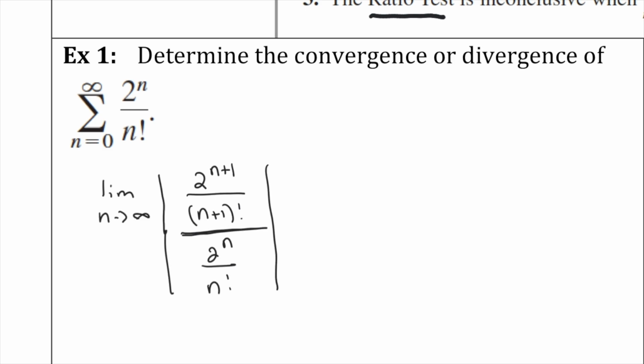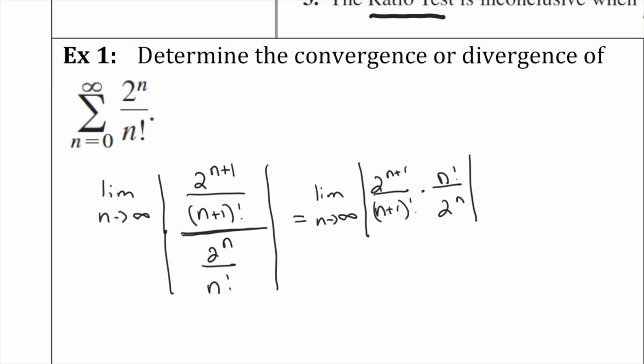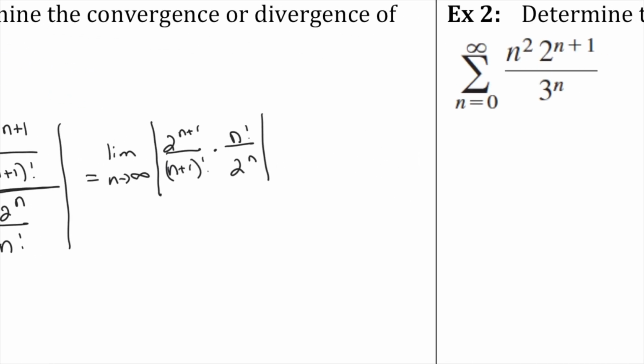We want to do our algebra to simplify this problem. We'll have the limit as n goes to infinity, 2 to the n plus 1, keep your absolute value, over n plus 1 factorial, multiplied by the reciprocal, n factorial over 2 to the n. Simplify, we will have the limit as n goes to infinity, absolute value of 2.